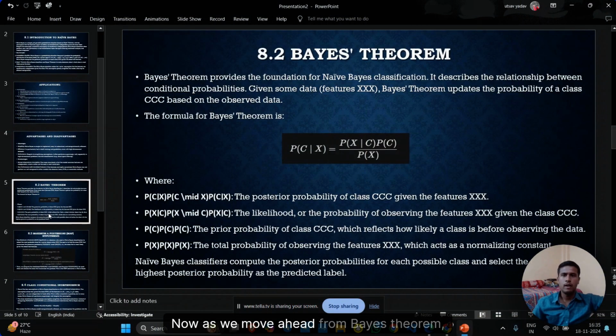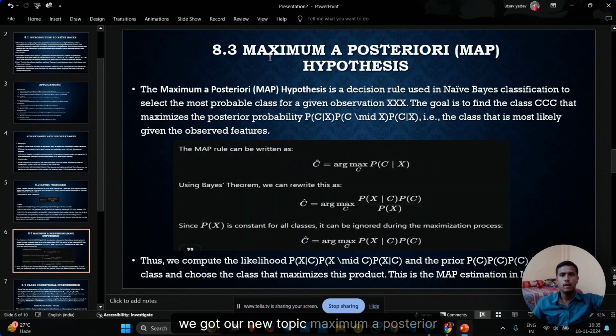Now, as we move ahead from Bayes theorem, we get our new topic, maximum a posteriori hypothesis. The maximum a posteriori hypothesis is a decision rule used in naive-Bayes classification to select the most probable class for a given observation X. The goal is to find the class C that maximizes the posterior probability P(C|X), that is the class that is most likely given the observed features. The MAP rule can be written as C equals argmax P(C|X).